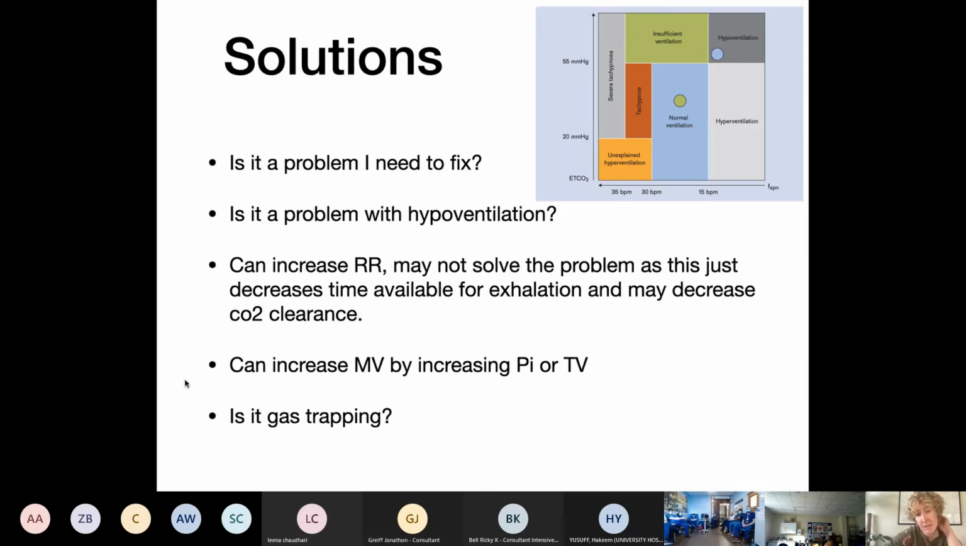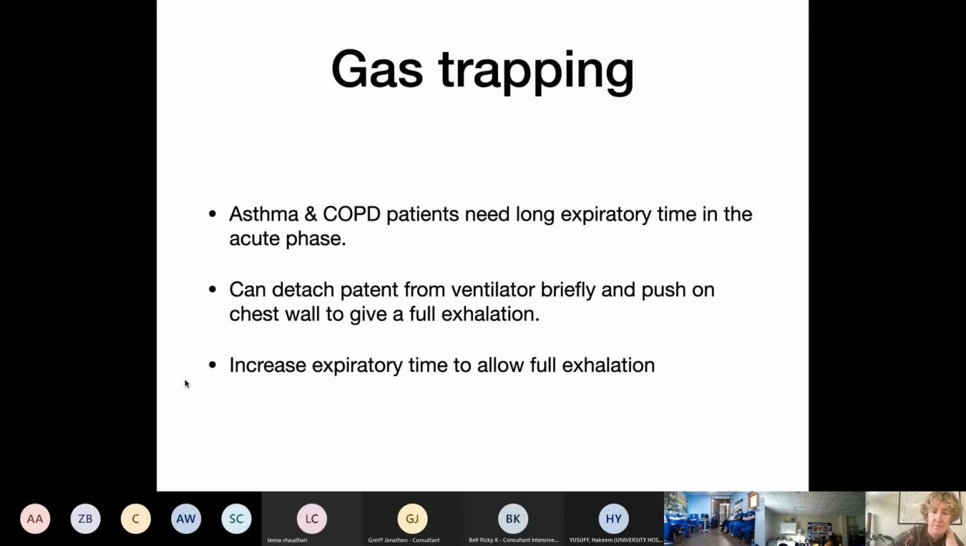And you may want to think, if the patient has got asthma and they're in the acute phase, or COPD, is this gas trapping? And that occurs, as I said, in asthma and COPD patients who need a longer expiratory time in their acute phase. They're still very wheezy. So that's where, instead of an inspiratory to expiratory ratio of sort of 1 to 2, we're looking at 1 to 3 or 1 to 4 seconds.